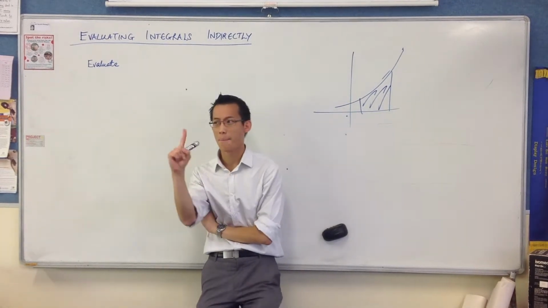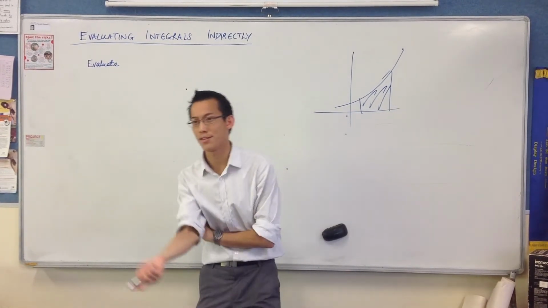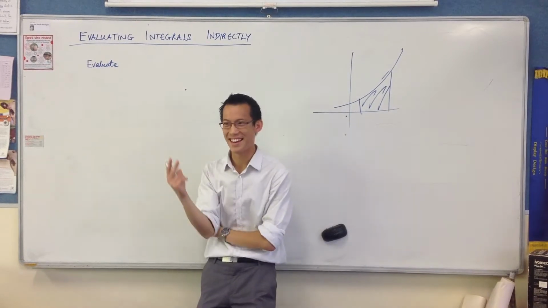What were they? Number one, trapezoidal. Number two, Simpson's rule.